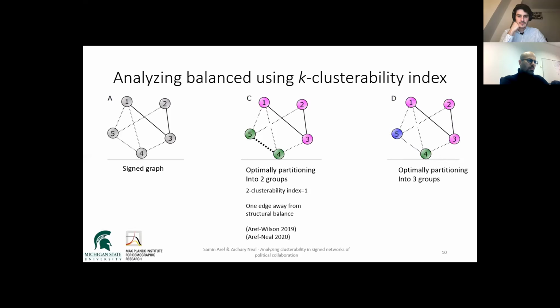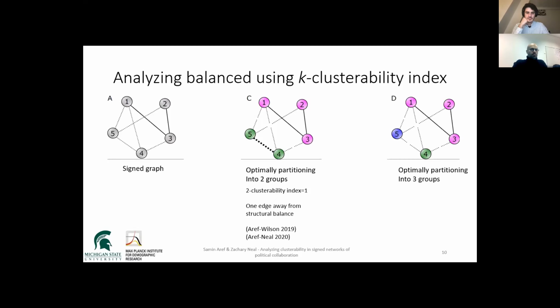But we can also make use of weak balance, which is more flexible, and it allows us to optimally partition this network into more than two groups. So in here, the optimal partitioning gives 3 groups. And according to this optimal partitioning, the 3 clusterability index is 0, meaning that if we cluster the nodes into 3 groups, there wouldn't be any edges inconsistent with the assumptions of clustering. That's why this network is considered K-balanced for the value of K being equal to 3.